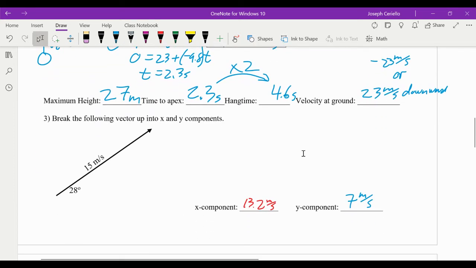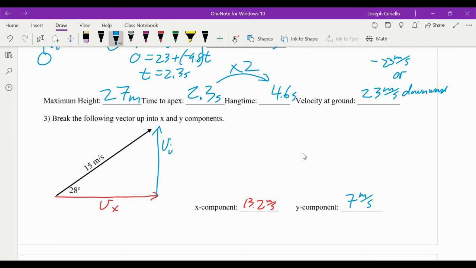All right, so more quick review on breaking a vector up into x and y components. So we have this vector here, 15 meters per second, at an angle of 28 degrees. So this is Vx, and this is Vy.